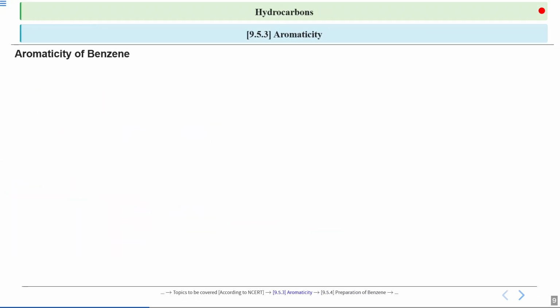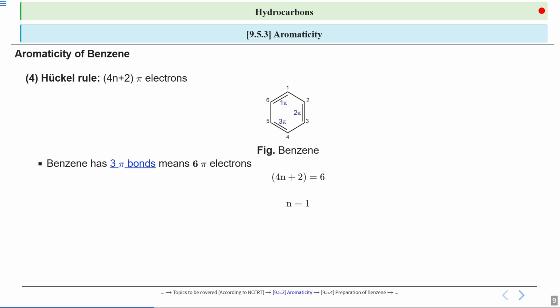Now, moving on to the fourth rule. The fourth rule is the Huckel rule. That means it should have 4n plus 2 pi electrons, where n is a whole number and pi electrons, as you know, are the electrons found in double bonds within a ring structure. The image shown shows benzene, a classical example of the aromatic compounds we are studying so far. Now, let us pay attention to how benzene fits the rule.